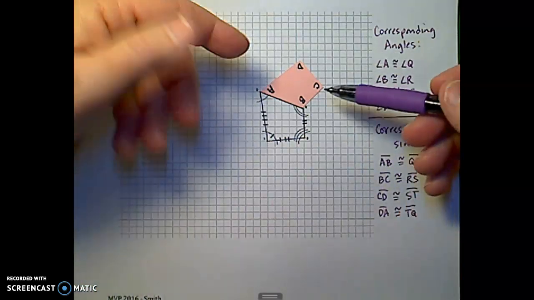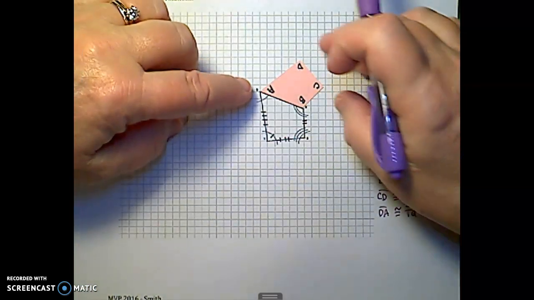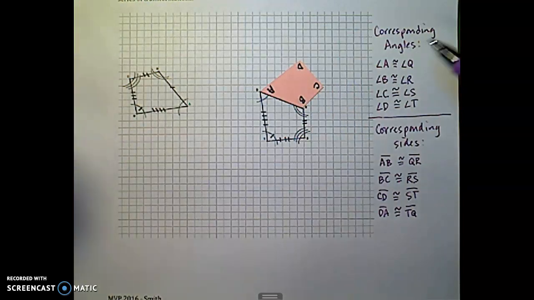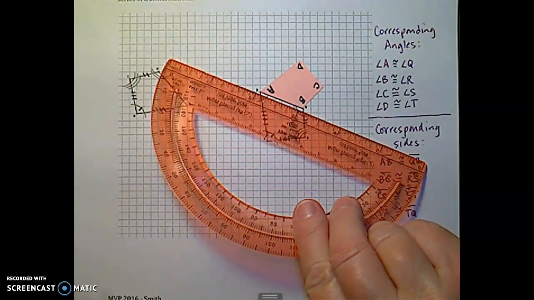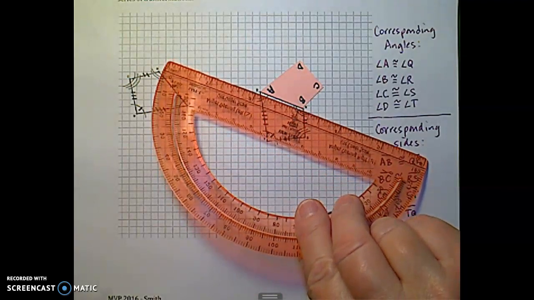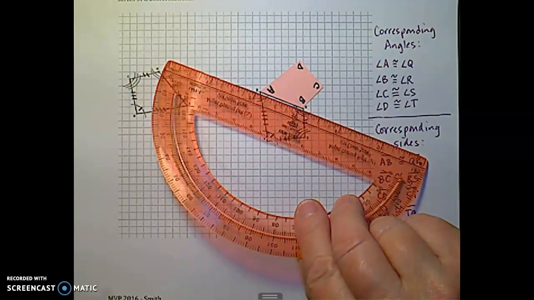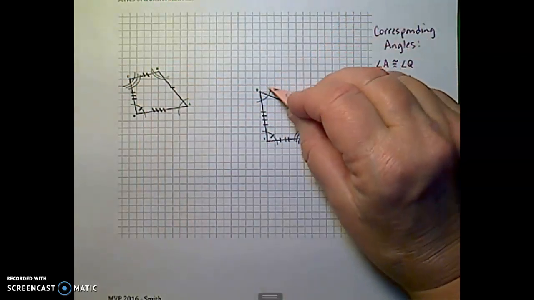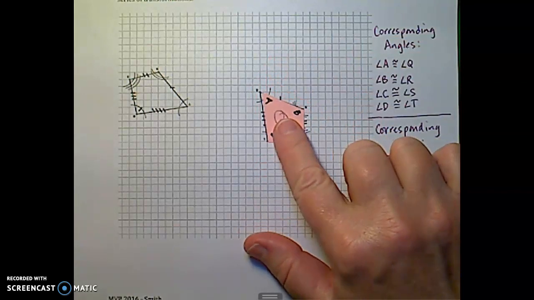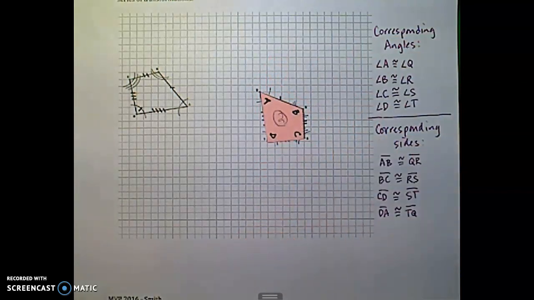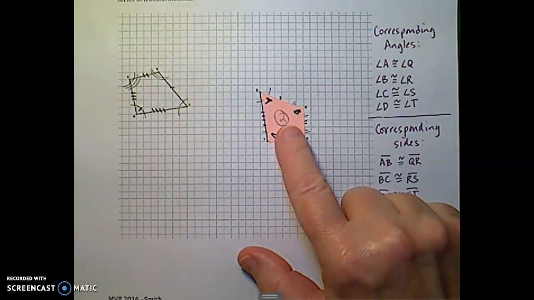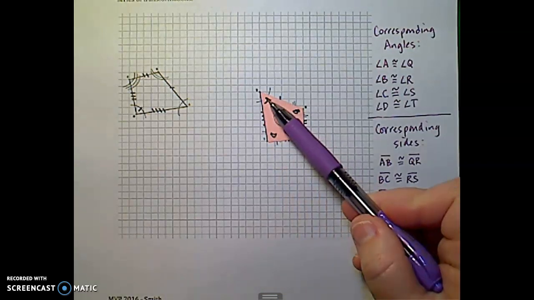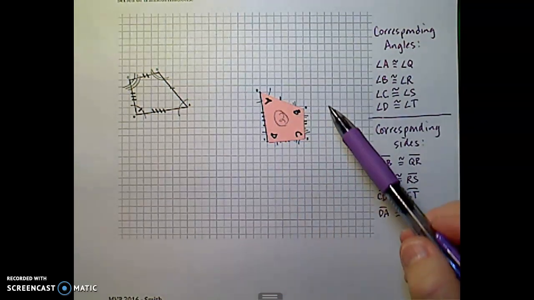My final step would be now to just flip this over. And I need a line of reflection, but how about this? What about just this line that makes up segment QR for segment AB? Flip it over that line. And if I flip it over that line or that segment, it will land right on top of my second quadrilateral. And I can see that everything matches up.